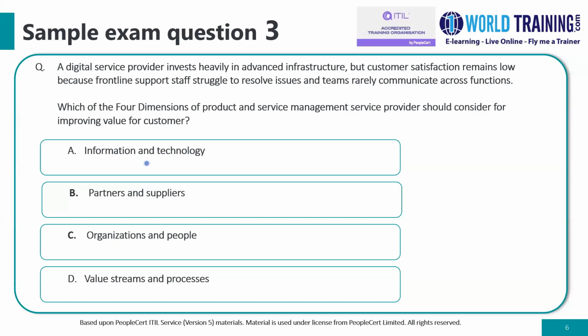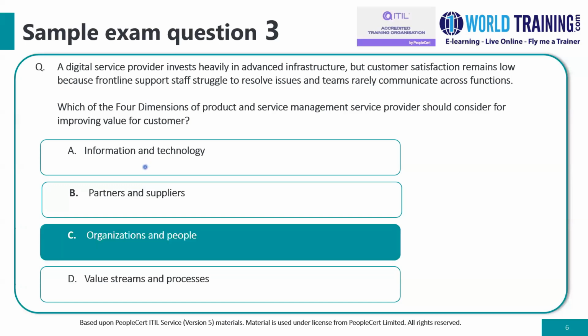Therefore, C would be correct, organizations and people, because it is about the frontline staff struggling to resolve issues and poor cross-team communication. Choice D, therefore, for the same reason, is incorrect, because we do not see anything about inefficient processes.